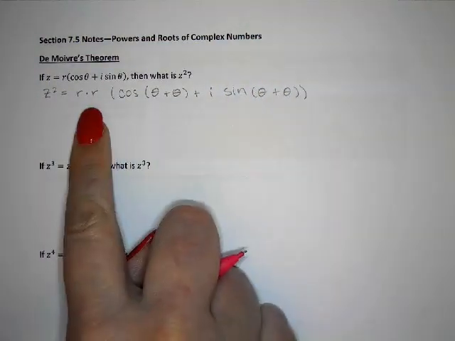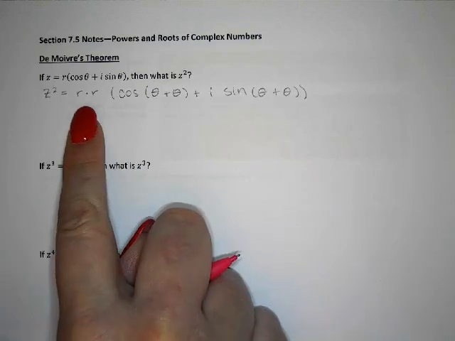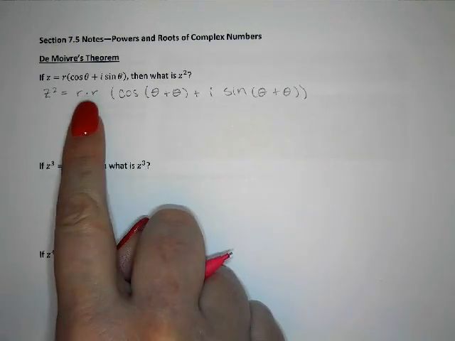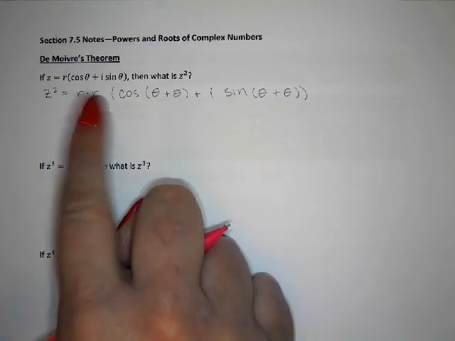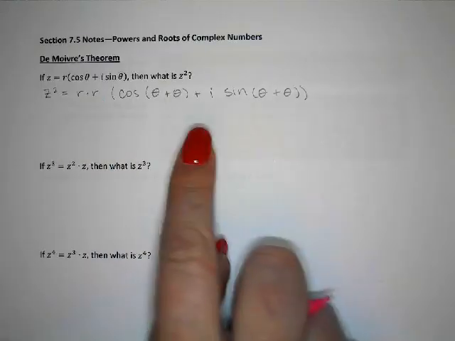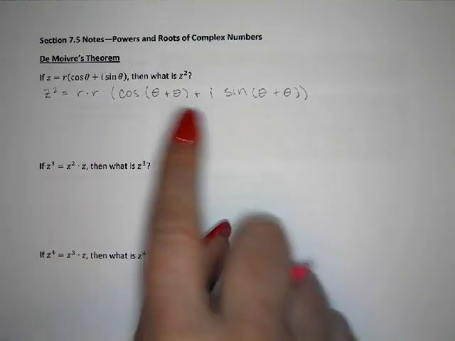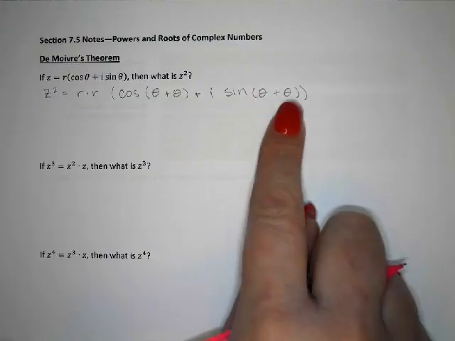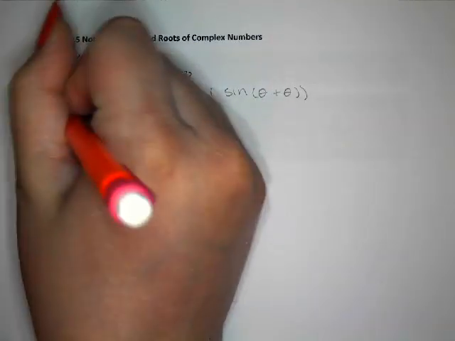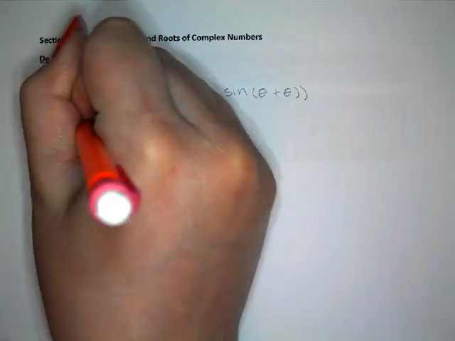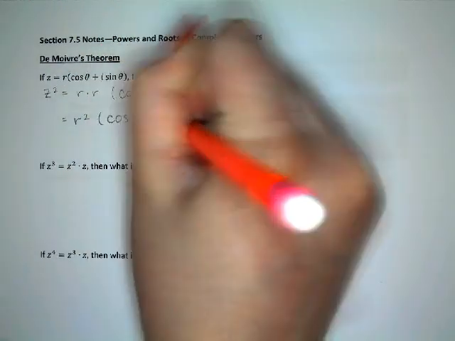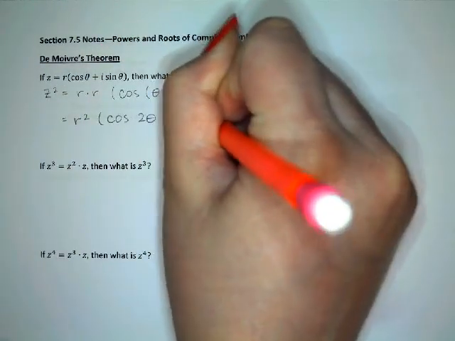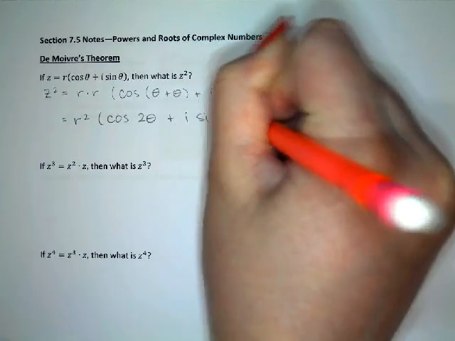So if you remember, when you multiply complex numbers in trig form, the moduli in the front multiply, and then you add the arguments together. So z squared would give you r squared times cos 2 theta plus i sine 2 theta.